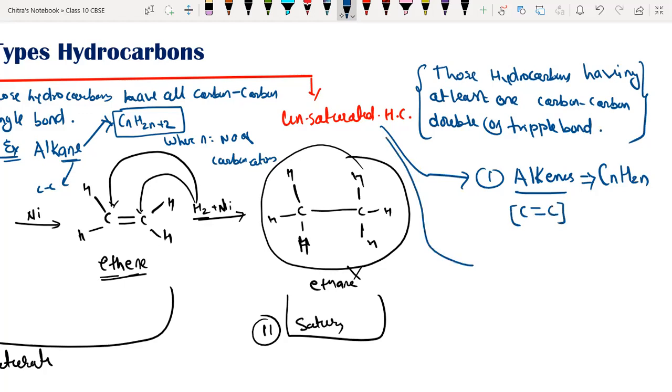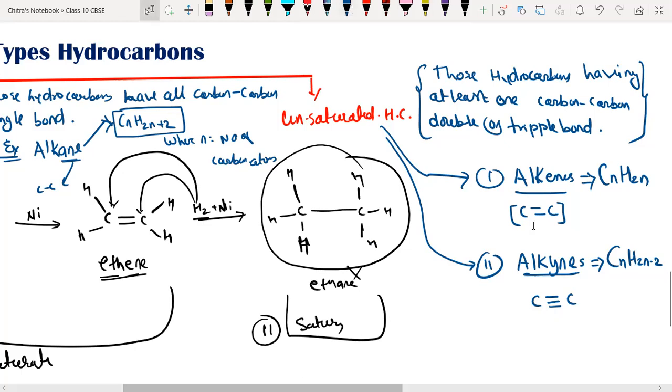Second one, we have alkynes. S is for the plural form; it's alkyne, or in plural, alkynes. Their general formula is CnH2n-2, and they contain at least one carbon triple bond. So any doubt here? We will discuss alkane, alkene and alkyne in detail, but till here I'm just asking about types of hydrocarbon.